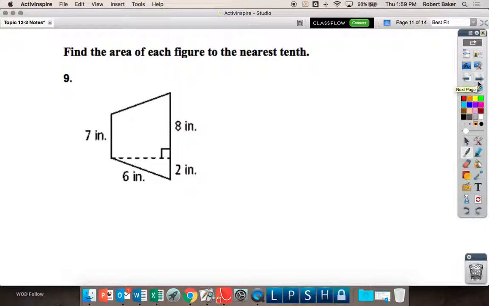So if that is a trapezoid, what is the formula to solve for the area of the trapezoid? 1/2 parentheses base 1 plus base 2 parentheses height. So identify the correct formula and plug in everything you need.